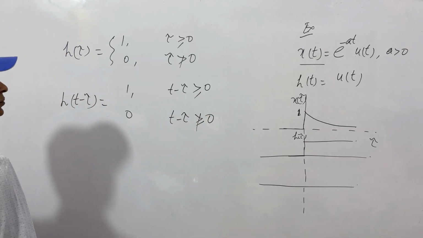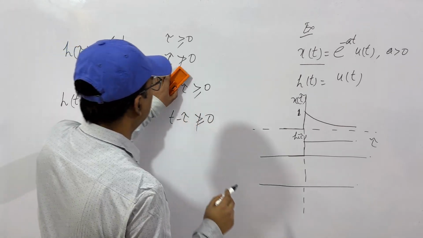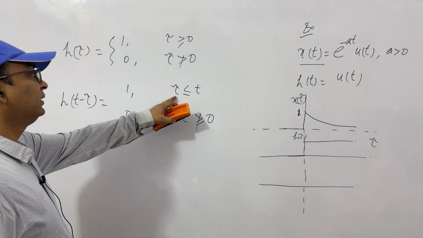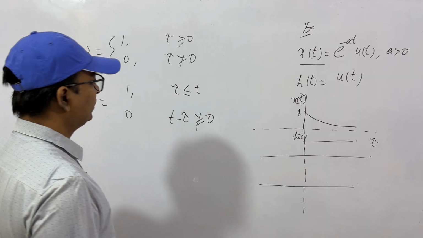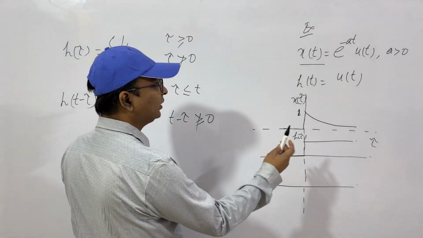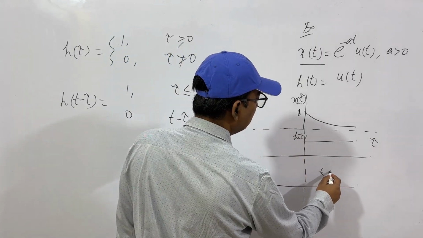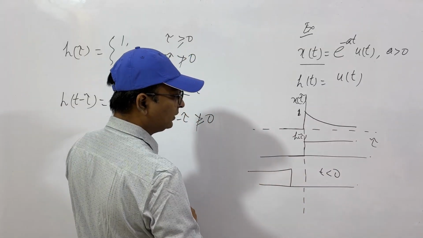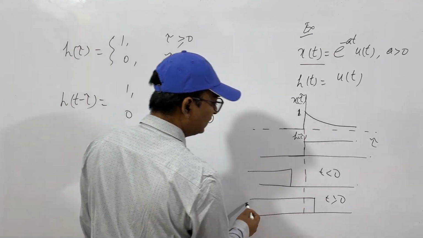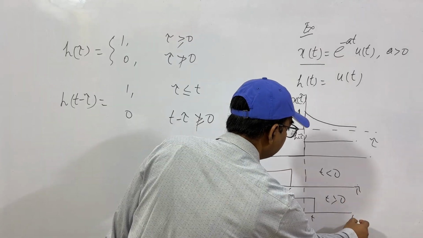What is the meaning of this? This means this goes to this side. Tau will be less than t. This means tau less than or equal to t. So it is 1 only when tau is less than or equal to t. What if t is negative? You know how shifting and scaling works. So if this is the signal, if t is less than 0, it will be like this, and if t is greater than 0, it will be like this. Clear? This is t, the scale is tau.